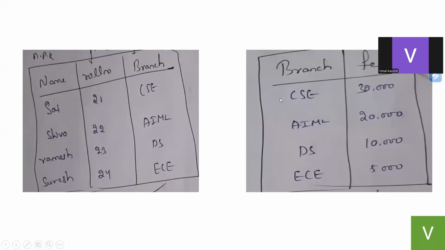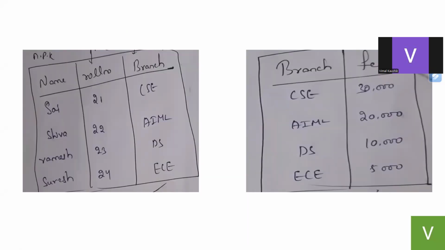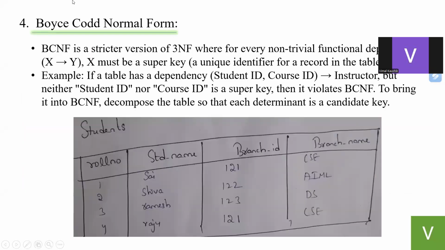So, by converting into two tables, it satisfies the third normal form. So, this is about third normal form. Now, let us look into the Boyce-Codd normal form or BCNF. BCNF is a strict version of a 3NF where for every non-trivial functional dependency x depends on y, x must be a super key.